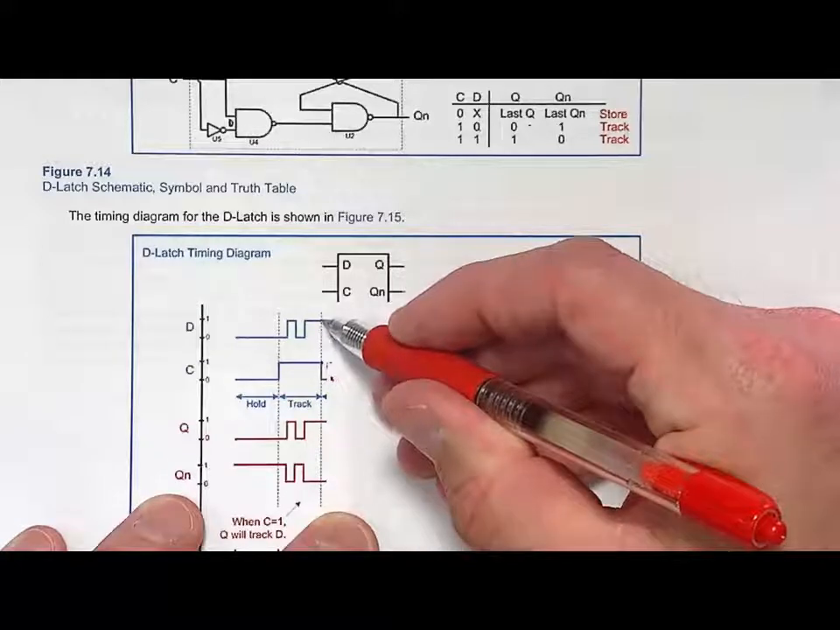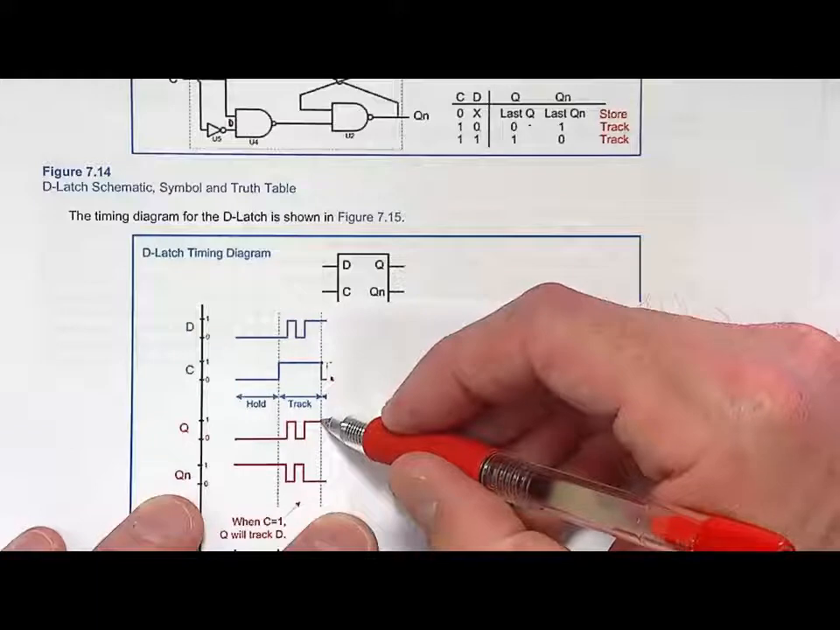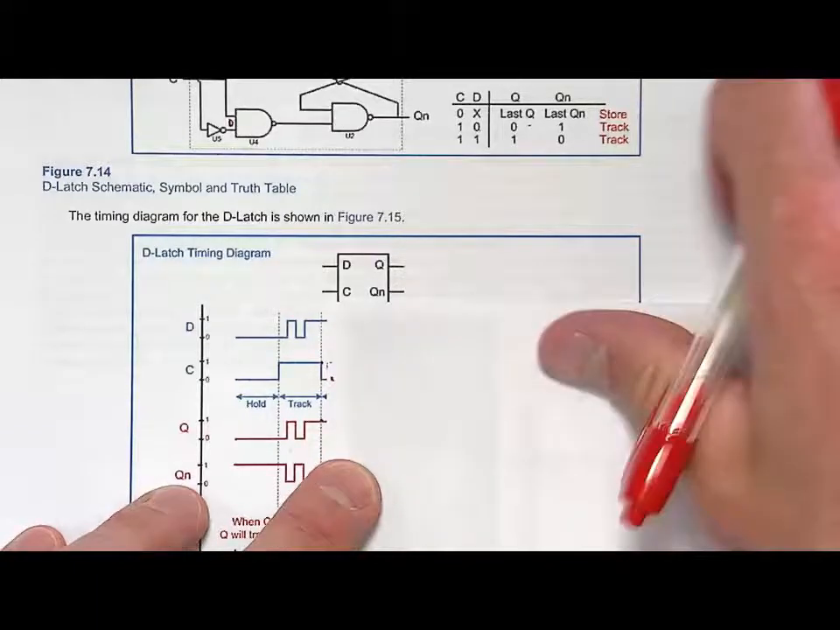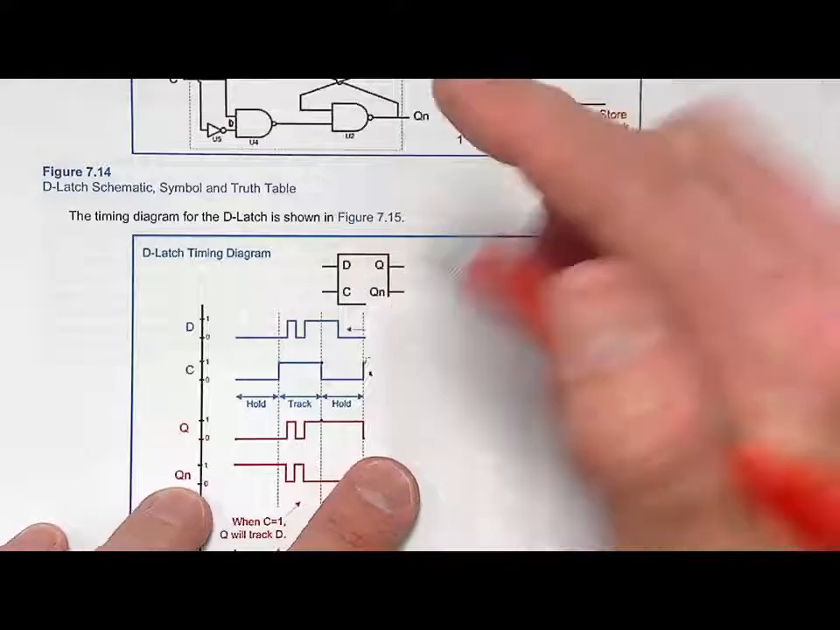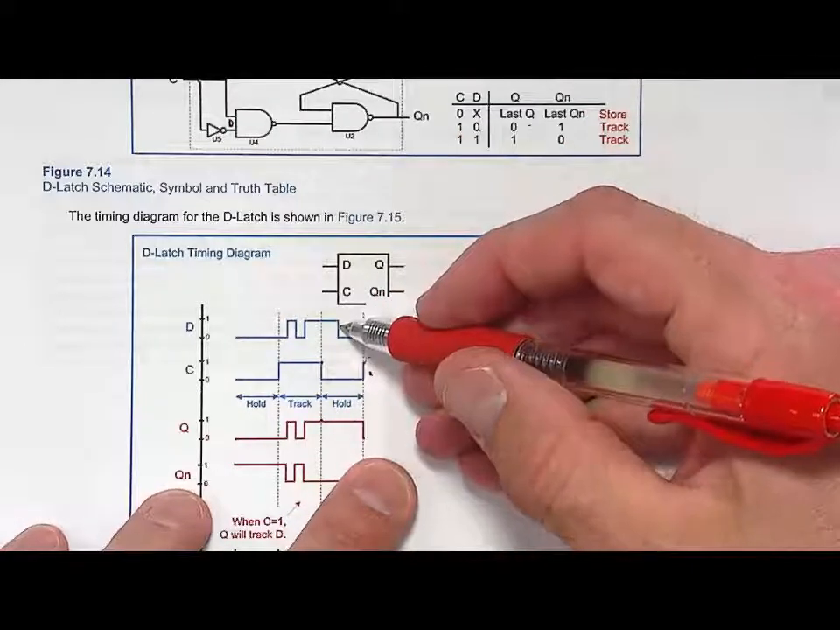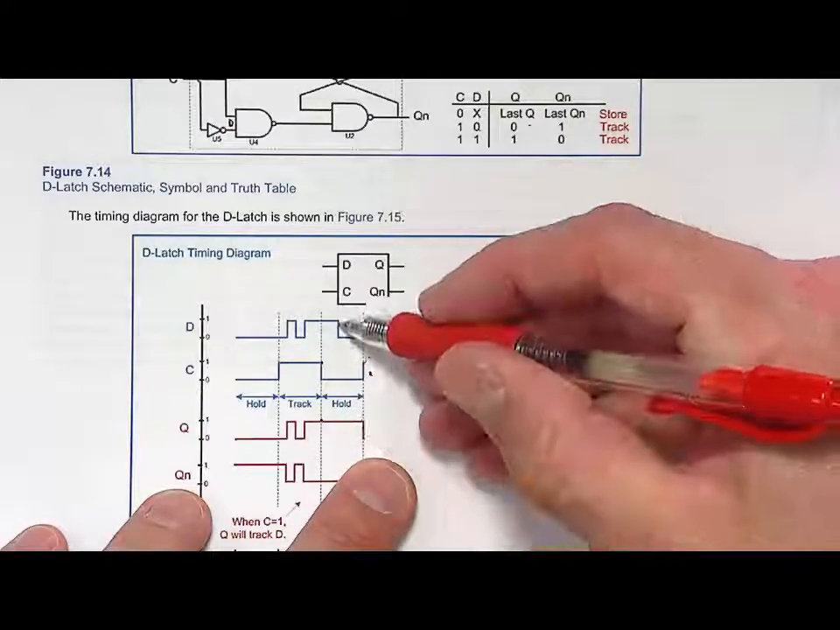But D happened to be at a 1 at that time. That means Q is going to lock in a 1 and latch it, and it will hold it for the entire time that C is a 0. And it didn't matter if D changed states in there. It doesn't matter because it's in the hold state. So it ignored that transition.